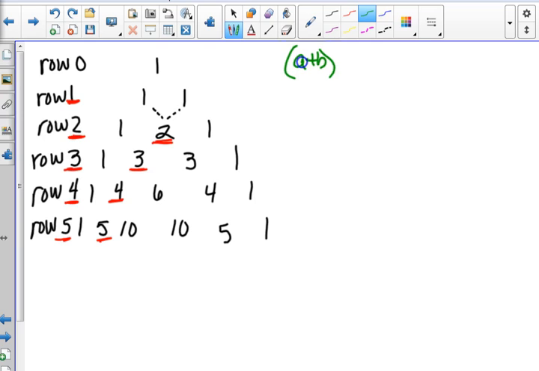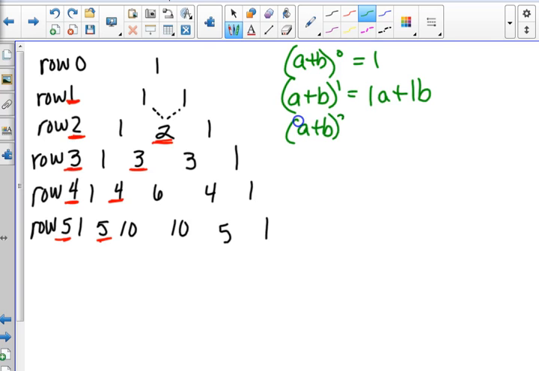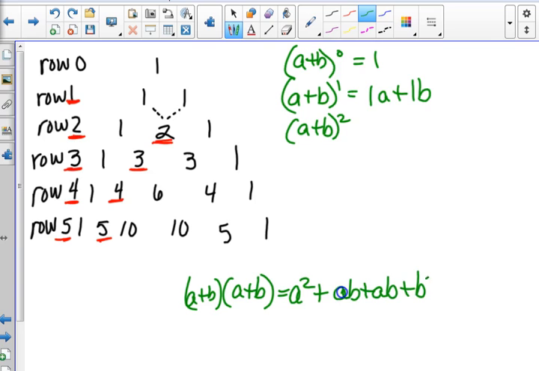If you do a plus b to the 0, what do you get? 1. If you do a plus b to the 1, you end up with 1a plus 1b, yes? Okay, a plus b squared, if we do that, we end up with a squared plus an ab and another ab and a b squared, so we end up with 1a squared plus 2ab plus 1b squared, yes?